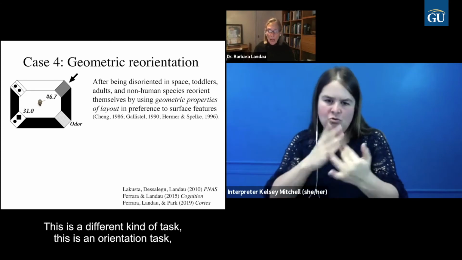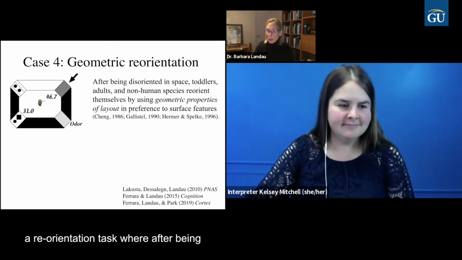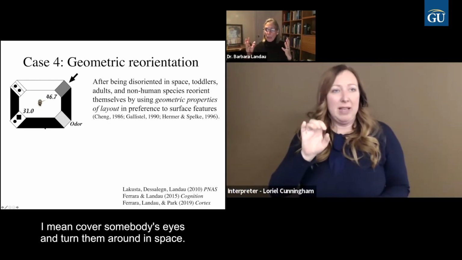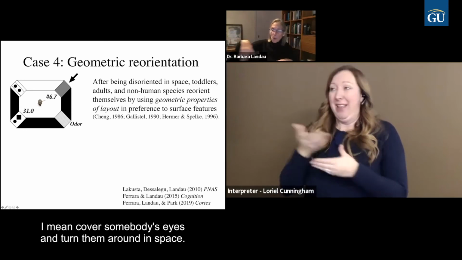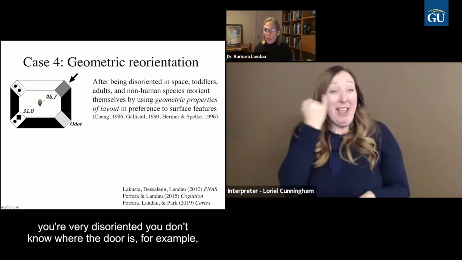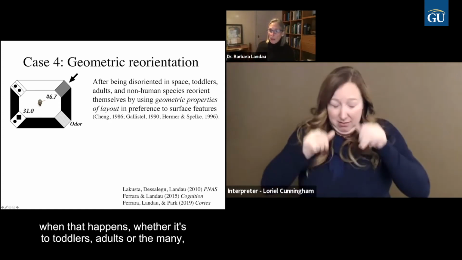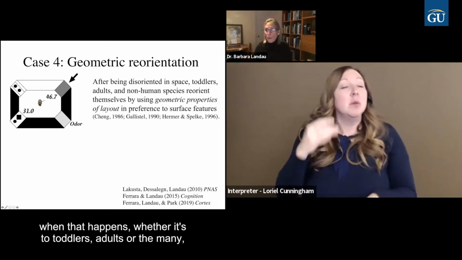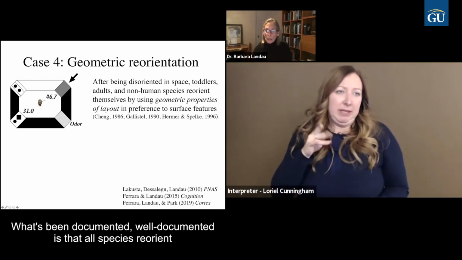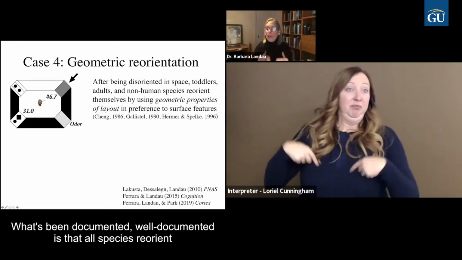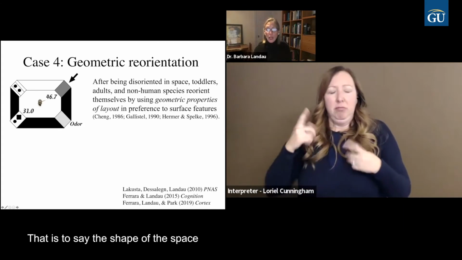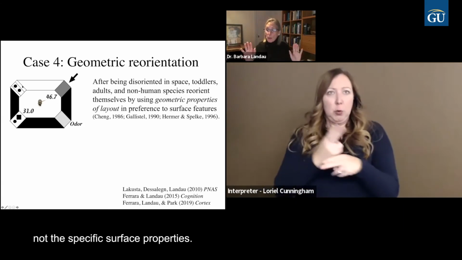This is a different kind of task. This is a reorientation task, where after being disoriented in space, and by that I mean cover somebody's eyes and turn them around in space, you will find if you do that, you're very disoriented. You don't know where the door is, for example. When that happens, whether it's to toddlers, adults, or the many, many non-human species that have been tested, what's been well documented is that all species reorient themselves using the geometric properties of the layouts. That is to say, the shape of the space, not the specific surface properties.